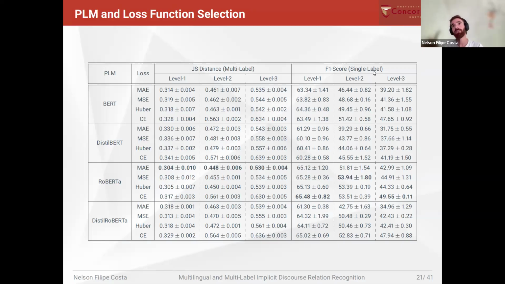However, in the single label setting, where we are evaluating with the F1 score, we found that the cross entropy loss function, which was usually used in literature under this setting, led to the best results. So in training our model in the multi-label setting, we'll use the mean absolute error. And if we are doing single label IDRR, we'll use the cross entropy loss function.